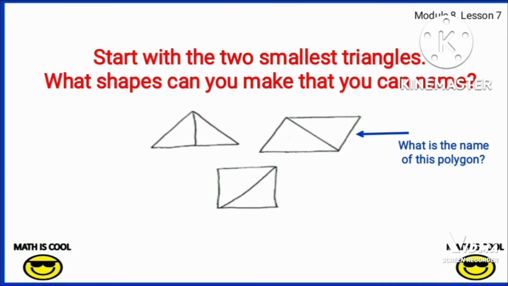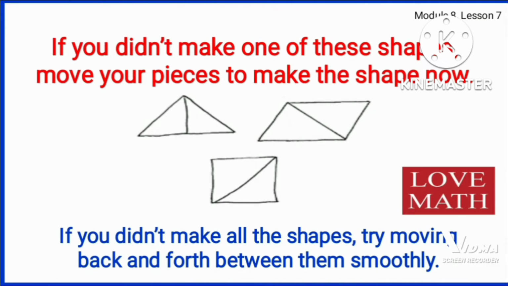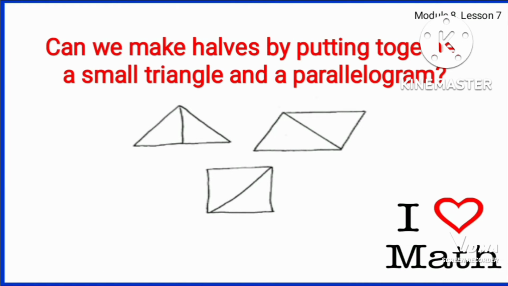Now let's look at this other shape. What would you call the polygon? It has 2 pairs of parallel sides, so it's a parallelogram. Is it divided into halves? Yes. Now, if I didn't make any of these ones, you can make your own. Can we make halves by putting together a small triangle and a parallelogram?